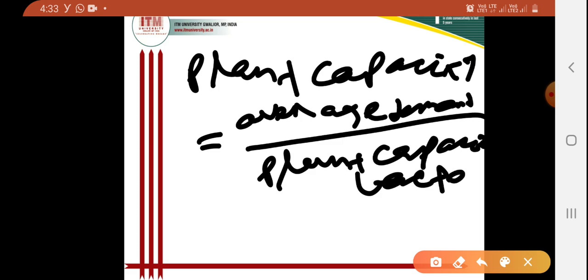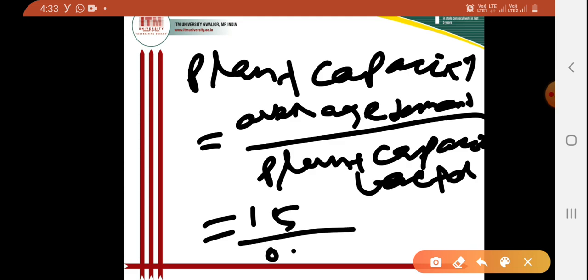And we know that the plant capacity factor is given as 50% in the question. So just put the values of average demand and plant capacity factor. Average demand is 15 and plant capacity factor is 0.5. So our answer is 30 megawatt. So our plant capacity is 30 megawatt. Now we can find out our first solution, that is reserve capacity.